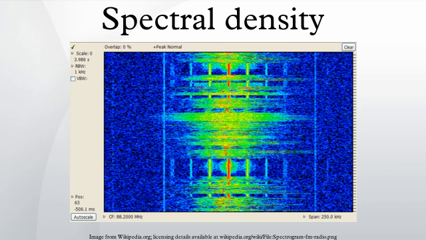Estimation, spectral efficiency, spectral power distribution, brightness temperature, colors of noise, spectral leakage, window function, frequency domain, frequency spectrum, bispectrum. Notes. References. External links: Power spectral density MATLAB scripts.